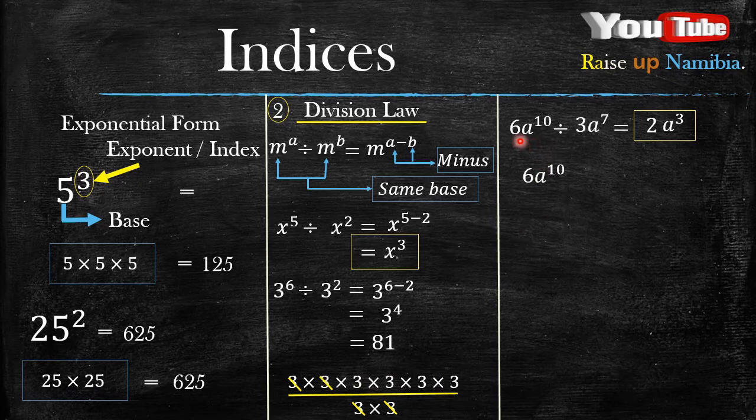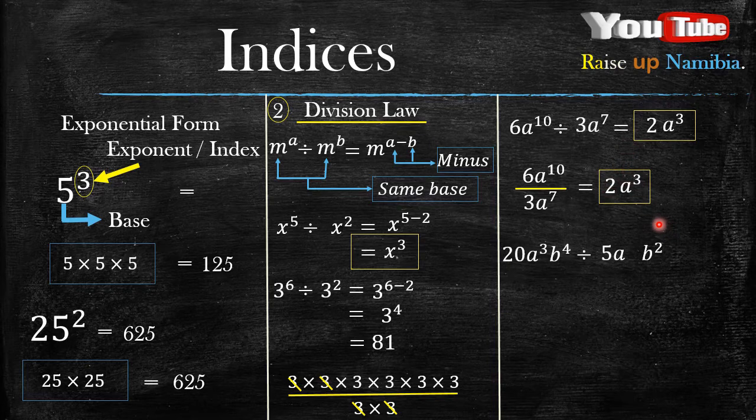So you write 6a raised to the power 10 divided by 3a raised to the power 7. Okay? Now, once you write it in this form, you say 6 divided by 3. What's your answer? It will give you 2. And then you say 10 minus 7. What's the answer? For a, it will give you 3. And that's your final answer. So 2 methods, same answer. Okay? Let's look at this example.